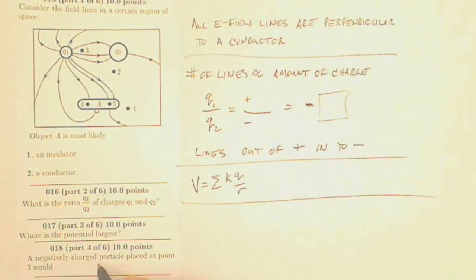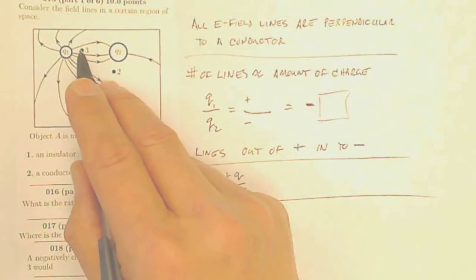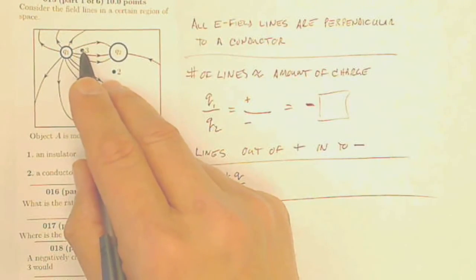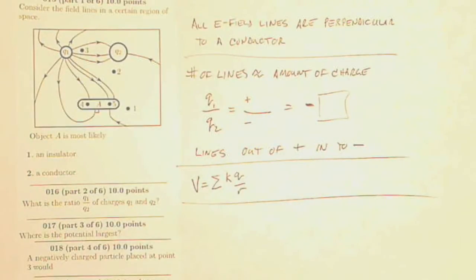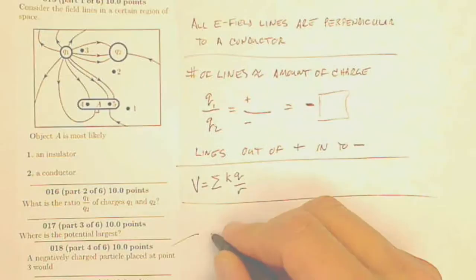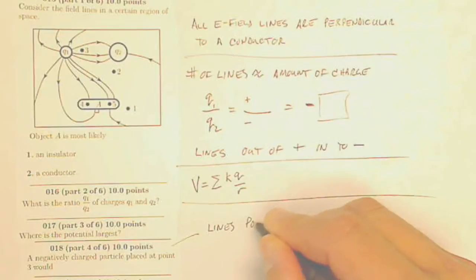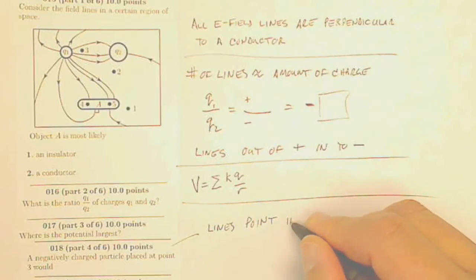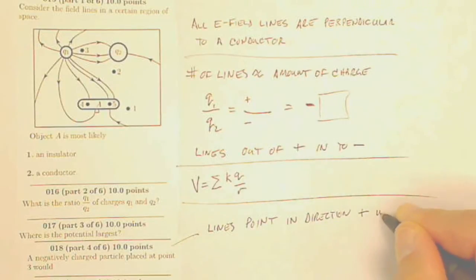A negatively charged particle placed at point 3 would do what? Well, a positive charge would go in the direction that the field goes. A negative charge would go opposite the direction of the field lines. So I'll let you figure out what direction the force would be on a charge placed there. For number 18, the rule is that the lines point in the direction that a positive charge would feel a force.